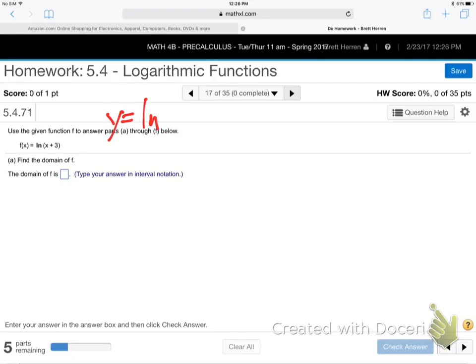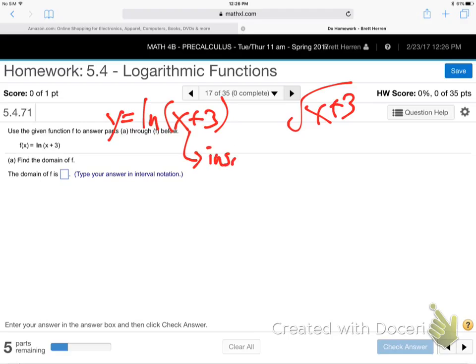Okay, y equals natural log of x plus 3. First off, find the domain. That's easy, isn't it? Find the domain of that thing. Can you do that in part A? What is the domain? What do we do for the domain of a log? Any kind of log, natural log or regular log, doesn't matter. It's almost like a square root, right? Just pretend it's a square root. What would you do if that was the square root of x plus 3?